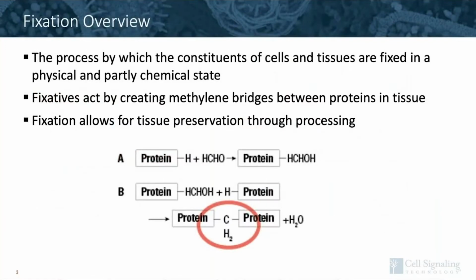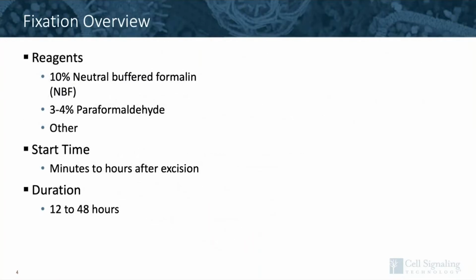I want to briefly touch on the fixation step before we get into antigen retrieval. Fixation is the preservation of tissues that allows for subsequent processing, embedding, sectioning, and staining. It is the creation of methylene cross bridges within and between proteins that provides the structure and rigidity necessary to preserve tissues in a lifelike manner and help them to withstand treatment with various reagents during the IHC staining protocol. In IHC, the most common fixatives are 10% neutral buffered formalin or 4% paraformaldehyde.